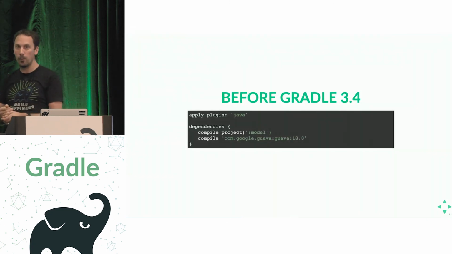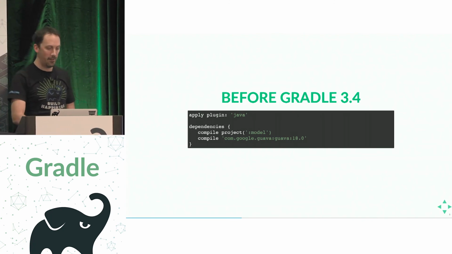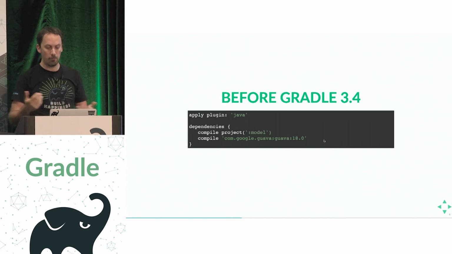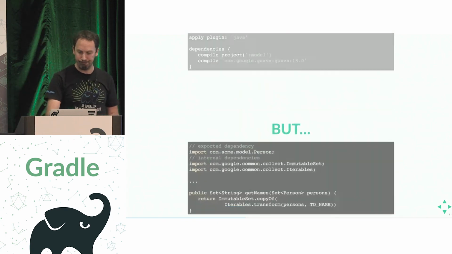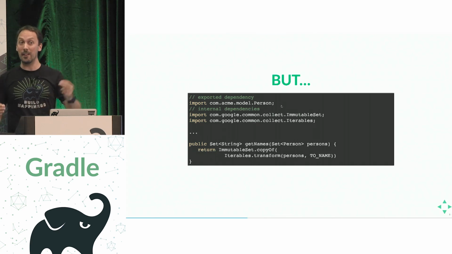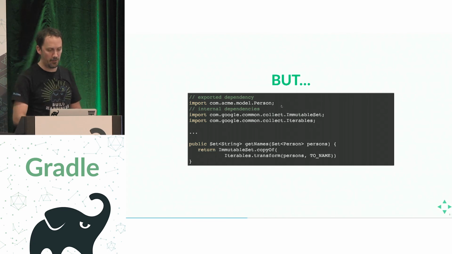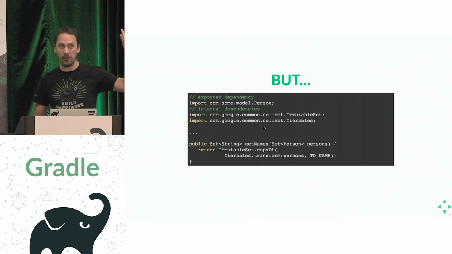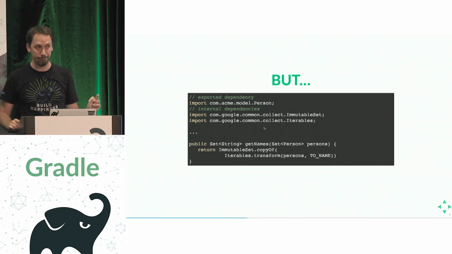So before Gradle 3.4, this is what you declared. You said, okay, as a consumer, I depend on the project model, and I expose Guava. I need Guava. The problem is that this Person class is something that leaks into your API, because you need that in the method signature. But this Guava is purely internal, and compile doesn't let you make the difference between the two.